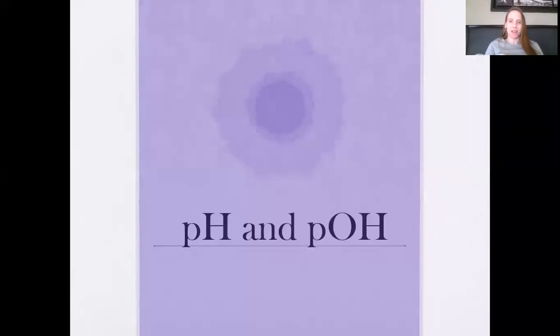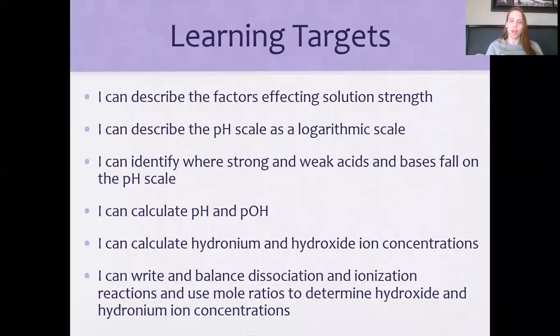Okay, continuing on with our topic of acids and bases, today we're going to be talking about pH and pOH. So we're going to talk about the different factors that affect the strength of a solution. Then we're going to talk about what the pH scale is, where different acids and bases will fall on that pH scale, and then we're going to get into some calculations. We will be calculating pH, pOH, hydronium ion concentration, hydroxide ion concentration, and then we'll also be writing out dissociation and ionization reactions in order to calculate hydronium and hydroxide ion concentrations that way.